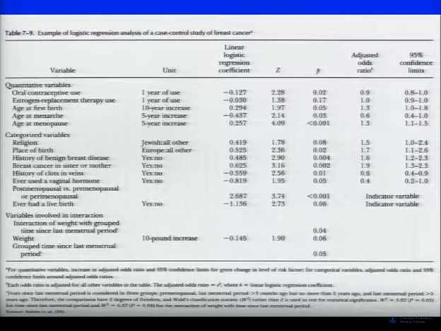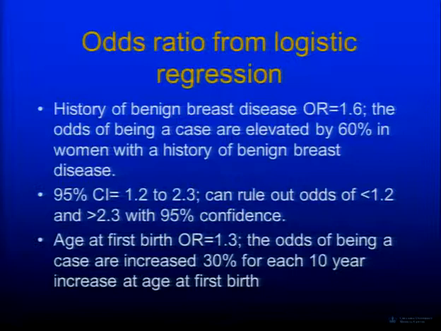So this is just described in words on the next slide. So the age at first birth, I said the odds ratio is 1.3, so the odds of being a case are increased 30% because it's 1.3 for each 10-year increase in age at first birth. So just to, you know, kind of walk you through what the analysis would look like in papers like what you were assigned to read for today. And I'm not going to expect you to know how to do a logistic regression, but I want you to understand what you're getting in the tables and where it came from, in a more general way.